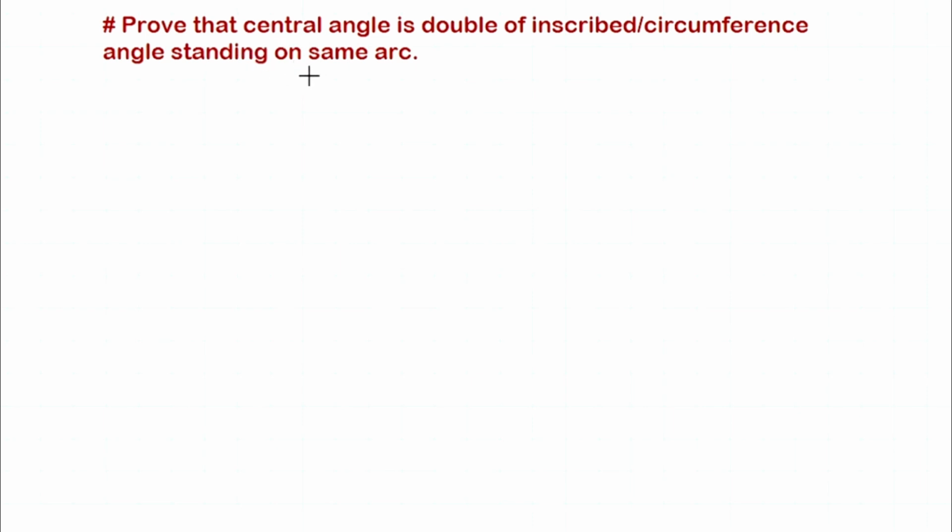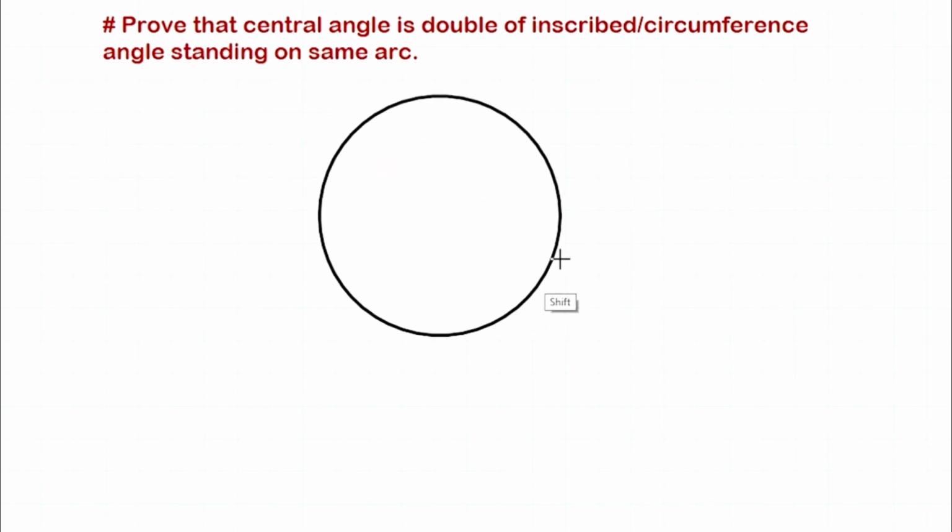So today we are going to try to prove that a central angle is double of the inscribed or circumference angle standing on the same arc. To prove this theorem, first let's make a circle. Okay, so here we have our circle.